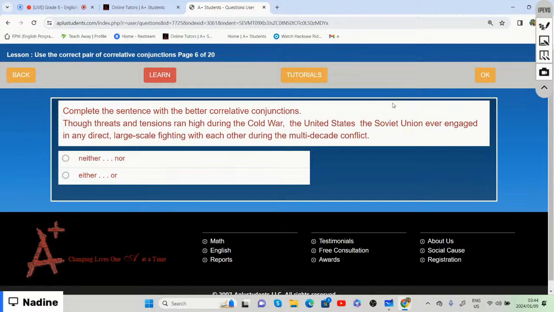Though threats and tensions ran high during the Cold War, do we say neither the United States nor the Soviet Union ever engaged in any direct large-scale fighting with each other during the multi-decade conflict? Or though threats and tensions ran high during the Cold War, either the United States or the Soviet Union ever engaged in any direct large-scale fighting with each other during the multi-decade conflict. So we need to choose the correct one. Is it neither nor, or either or?